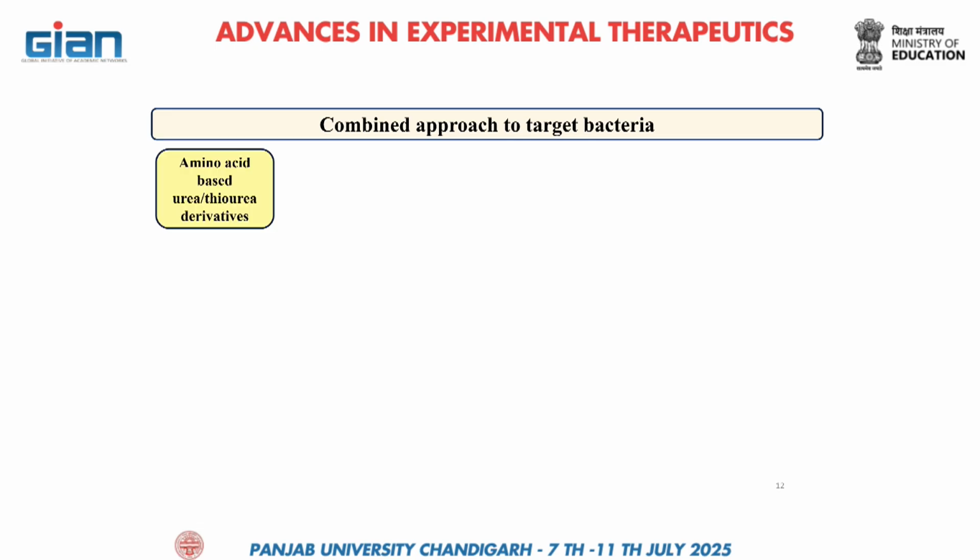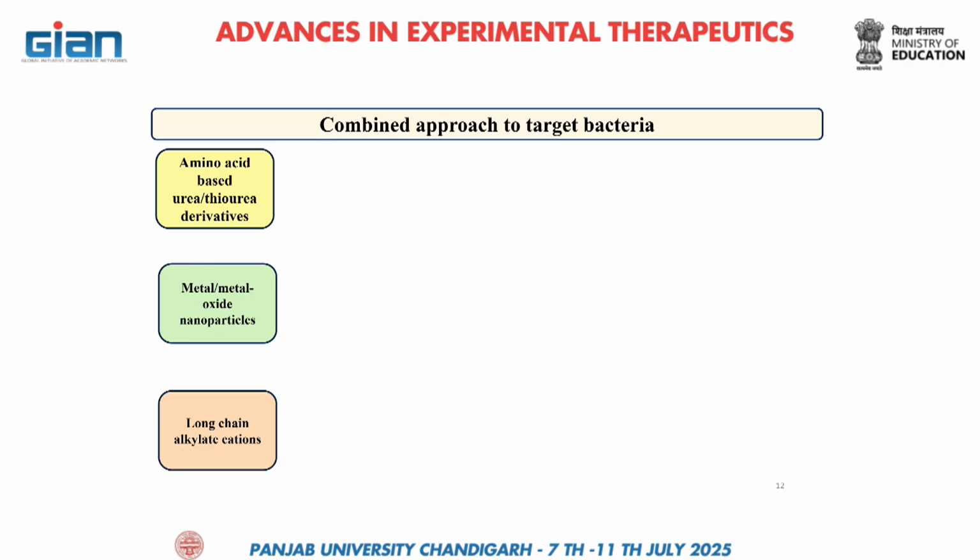So we have used the combined approach. First is amino acid. We have seen extensively in the literature that amino acids are there in the peptides and molecules that are successful in giving antimicrobial activity, and urea and thiourea derivatives are also there. Another thing is we have seen people have combined metal or metal oxide nanoparticles, and another thing is a long chain should be there, a long alkyl chain. If you can provide a long alkyl chain, it's also quite good. So those types of things are there.